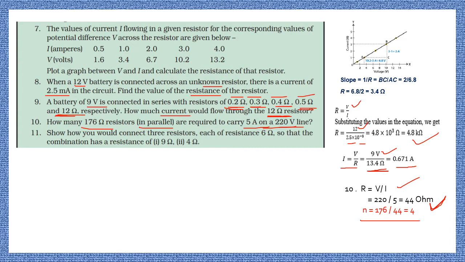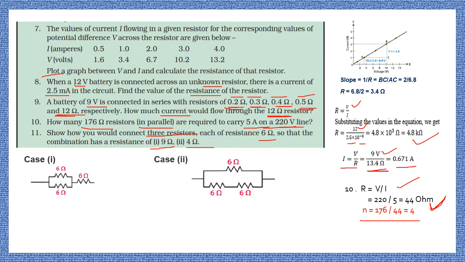Now question number 11. Show how you would connect the resistors. How many resistors are there? There are 3 resistors in total, each of resistance 6 ohm. Now you have to connect them either in series or in parallel, or use both, but the answers should be 9 ohm and 4 ohm. Okay, I'll tell you how to connect. Both the cases are here.